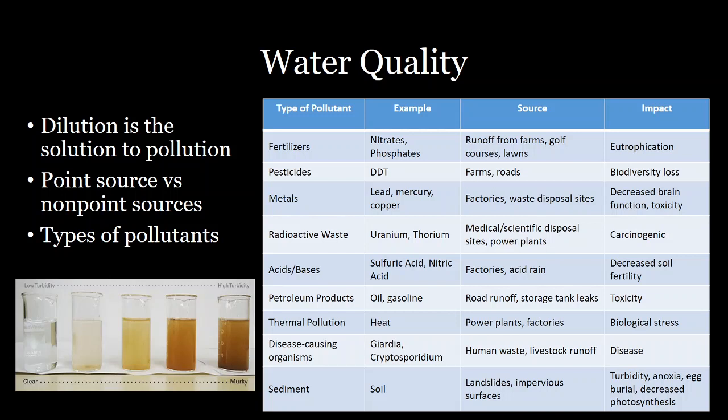And so this turbidity can be caused by landslides, as well as some sort of impervious surface, such as a road, that leads to more sediment getting washed into the river instead of getting cycled through the soil.